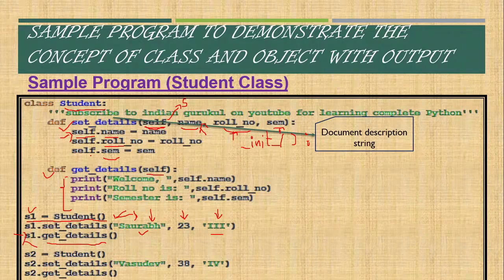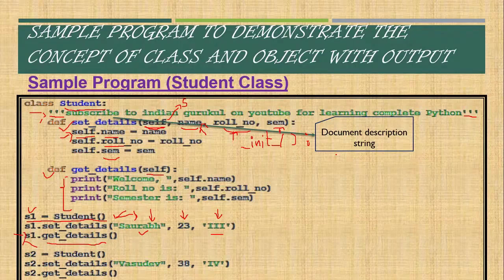And this statement which is there is known as the document description string. It is basically a string, with three inverted commas over here, thrice. If we have a particular string just below the name of the class, as the first line over here, then this string will be the document string, describing our document. So this is the document description string.